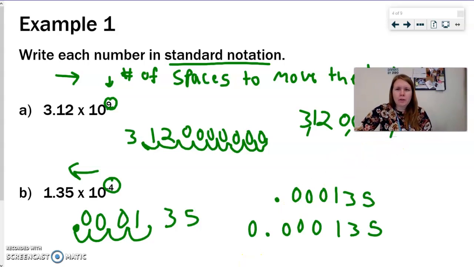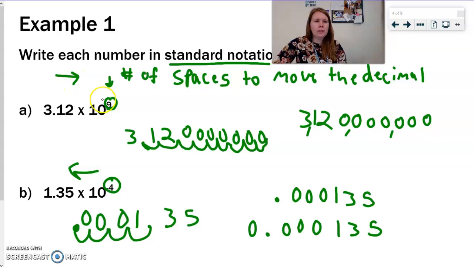So these would be some helpful things to write down, knowing that this is the number of spaces you move, that if it's positive, we're going to the right. If it's negative, we're going to the left.